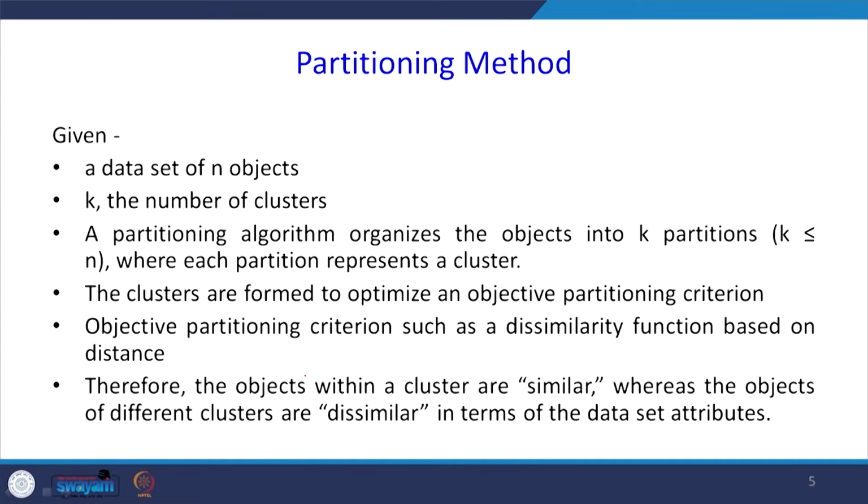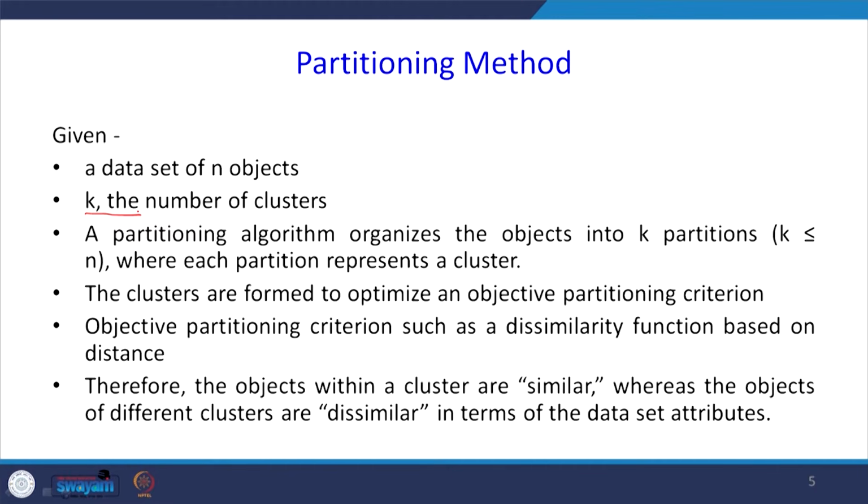First we will talk about the partitioning method. In the partitioning method, the data given is a data set of n objects and k, which is user defined, the number of clusters. In advance we know how many clusters we are going to have. A partitioning algorithm organizes the objects into k partitions, where k is less than or equal to n, and each partition represents a cluster. The clusters are formed to optimize an objective partitioning criterion, which I will explain in the next slide. The objective partitioning criterion is, for example, a dissimilarity function based on distance.